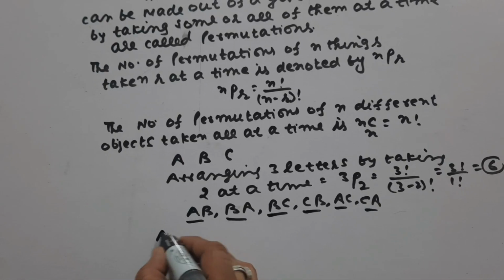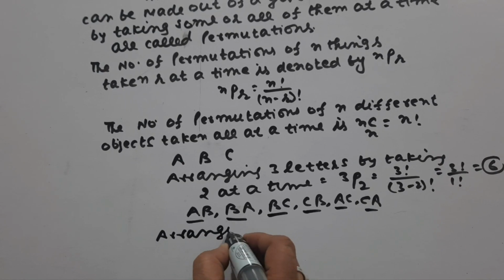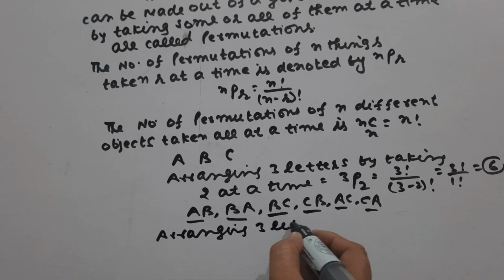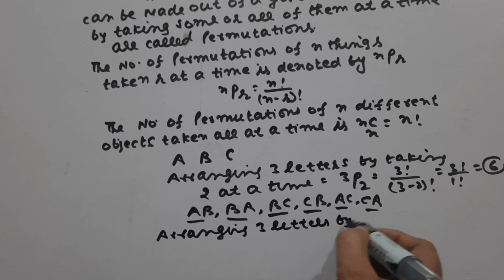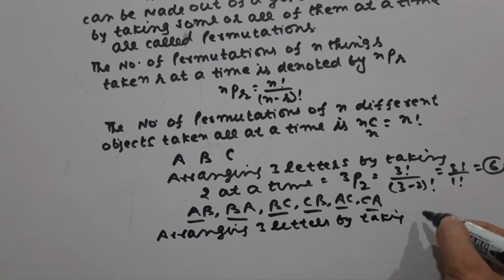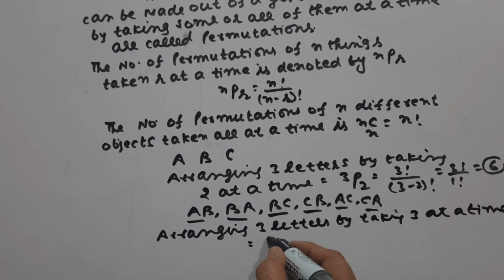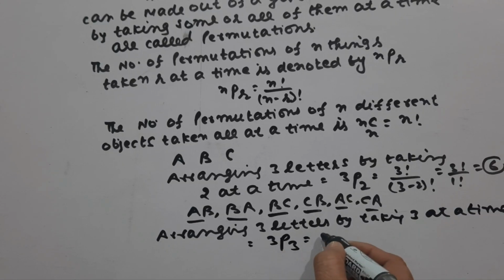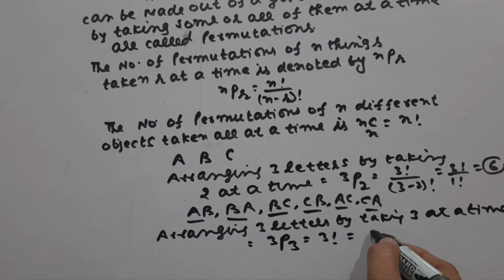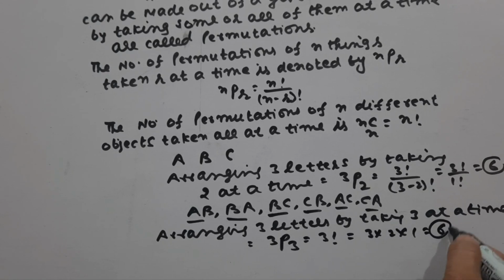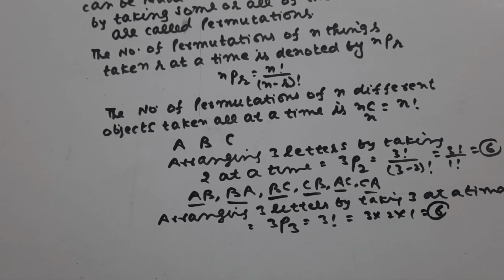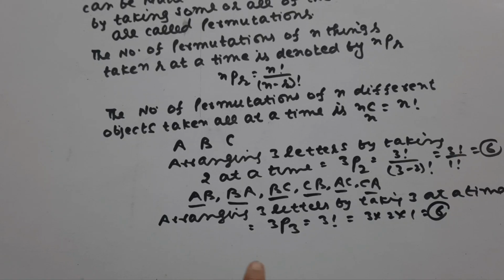And if we write arranging 3 letters by taking 3 at a time, so students, this is equal to 3P3, and this is equal to 3 factorial, which is 3 into 2 into 1. This is also 6. When we want to arrange 3 letters by taking 3 at a time, then the number of arrangements or number of permutations is equal to 6.